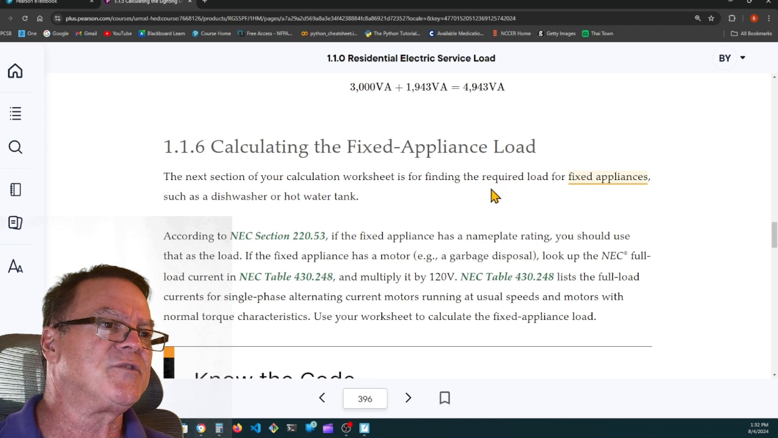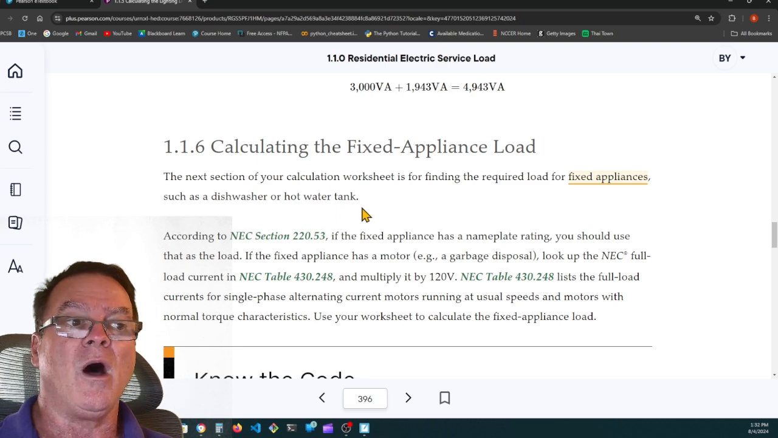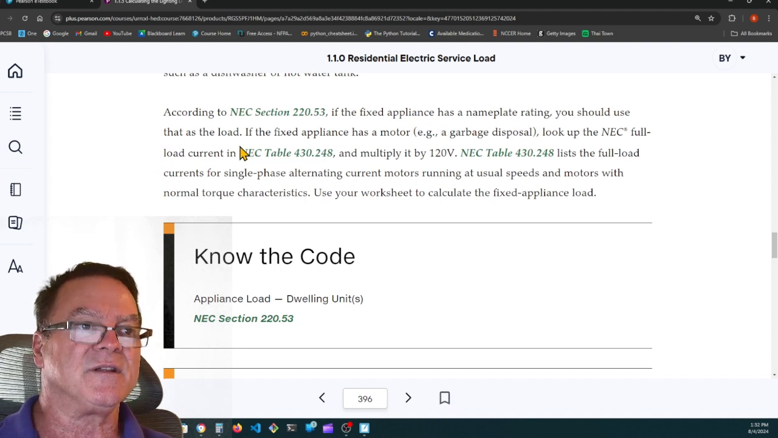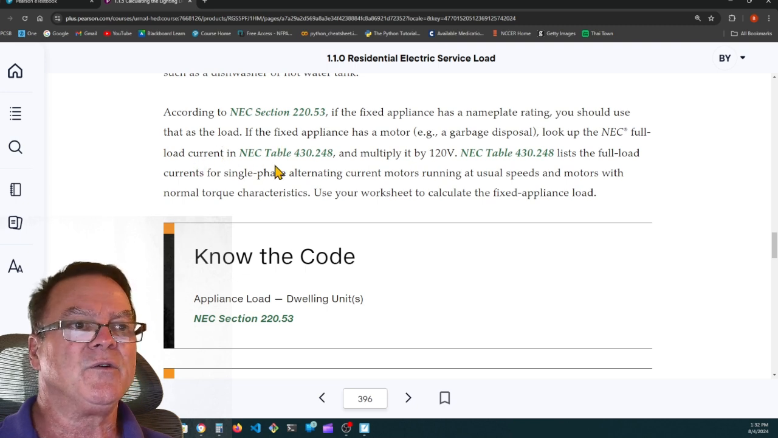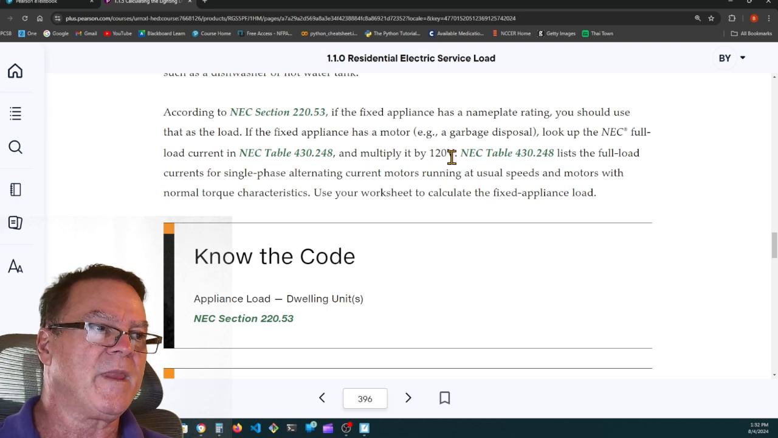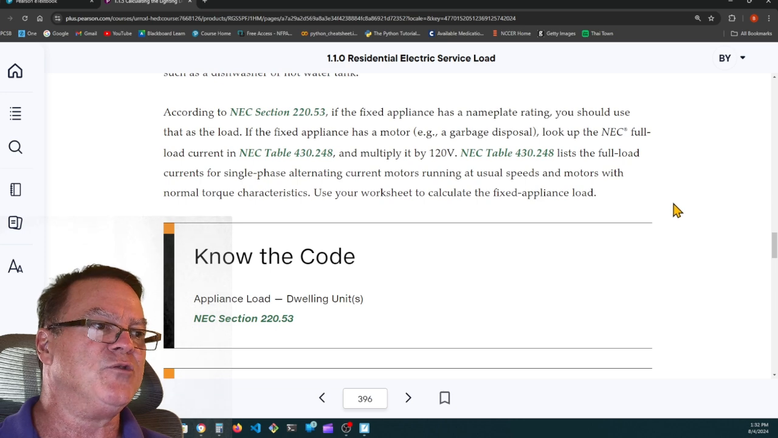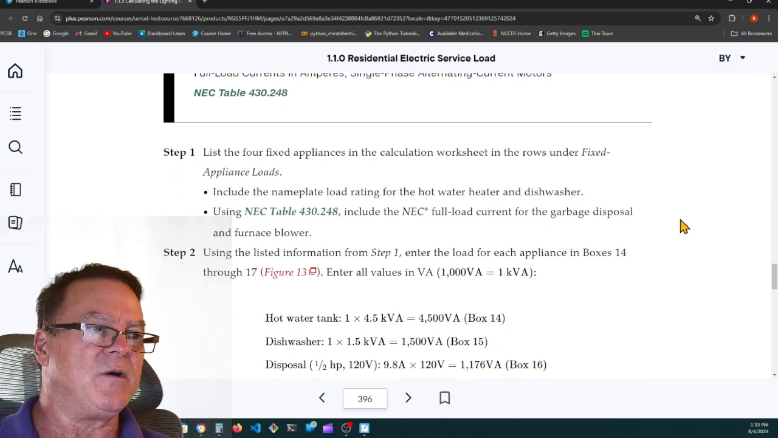The next section of your calculation worksheet is for finding the required load for fixed appliances, such as a dishwasher or hot water tank. So according to NEC section 220.53, if the fixed appliance has a nameplate rating, you should use that as the load. If the fixed appliance has a motor, look up the NEC full load current in table 430.248 and multiply it by 120 volts. NEC table 430.248 lists the full load current for single phase alternating current motors running at usual speeds and motors with normal torque characteristics.